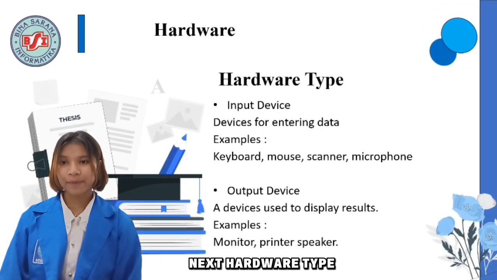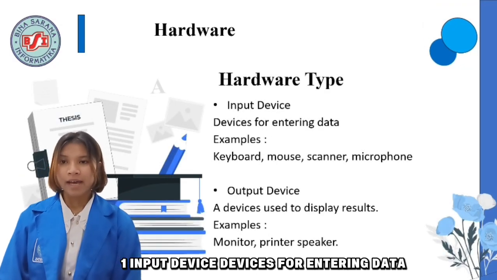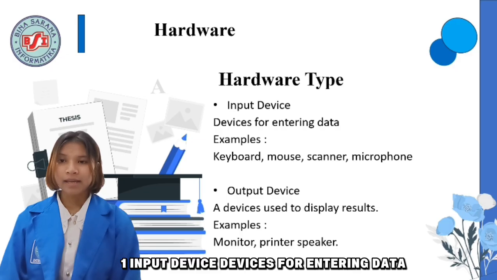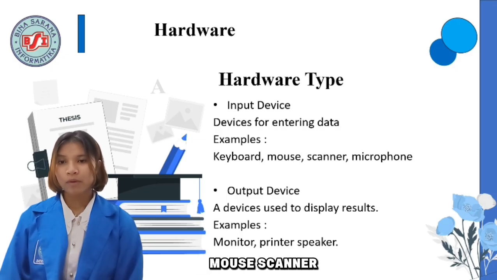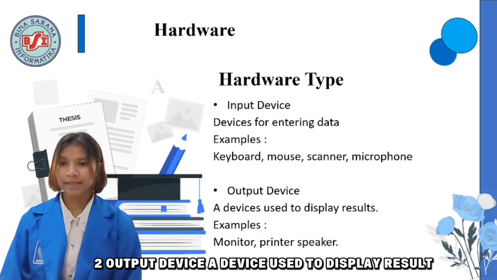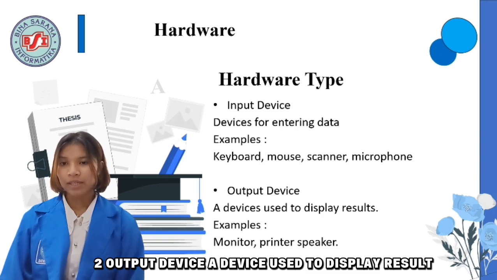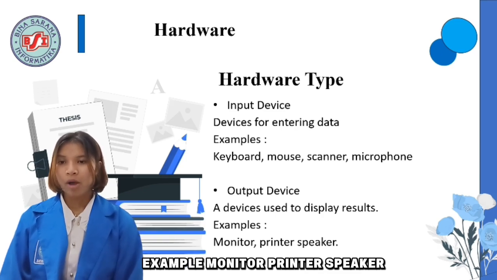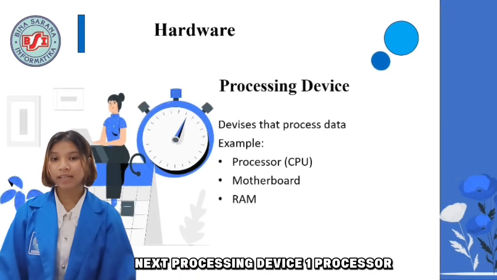Next, hardware types. 1. Input device. Devices for entering data. Examples: keyboard, mouse, scanner, microphone. 2. Output device. A device used to display results. Examples: monitor, printer, speaker. Next, processing device.